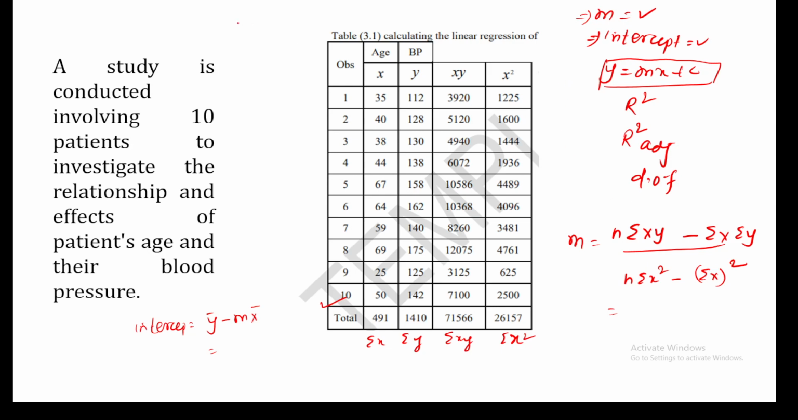And for this particular case, you can use sigma x or sx, using the formula root under sigma x square by n minus sigma x whole square by n. Y you can use anyway, not required. Maybe you need to find out SST. For SST you have to use y minus y bar whole square by n minus 1, or either you can use n also, no issue with that.